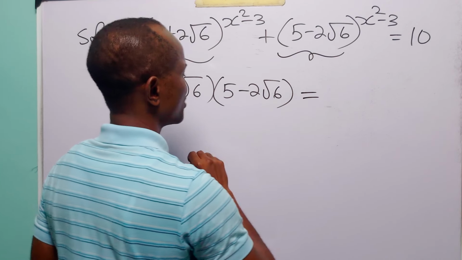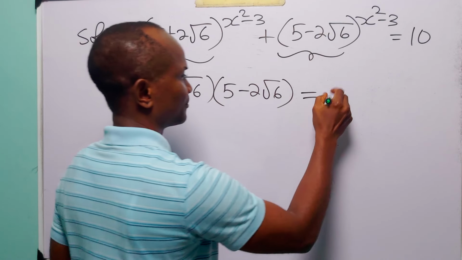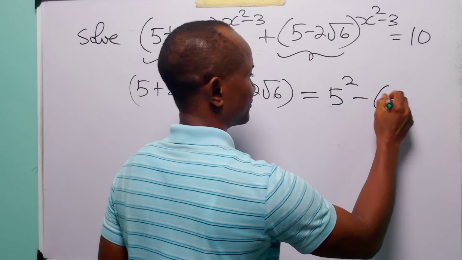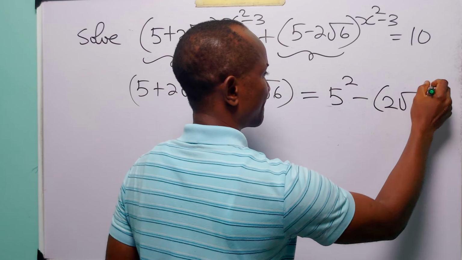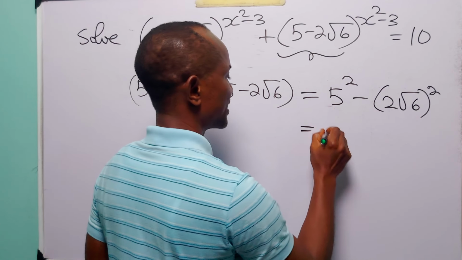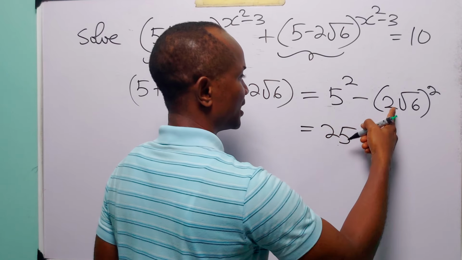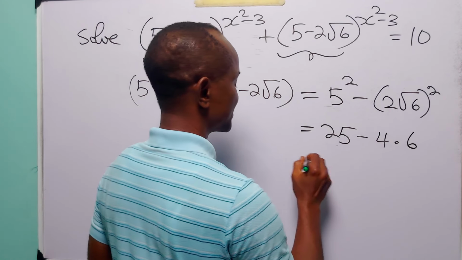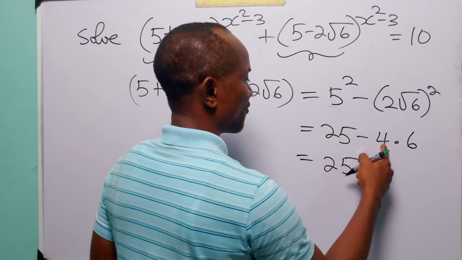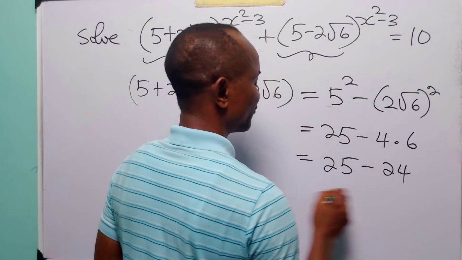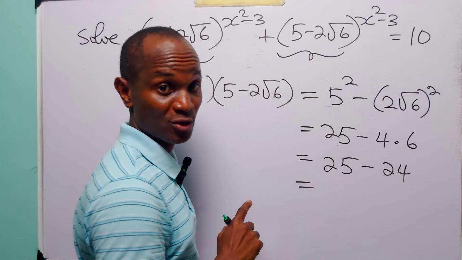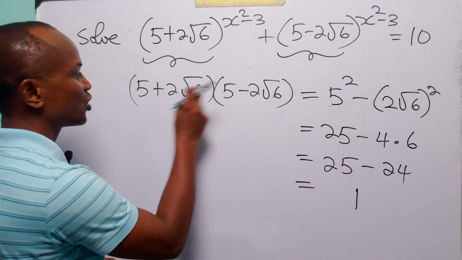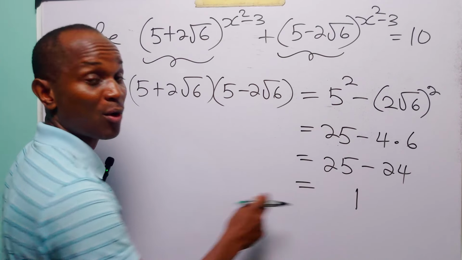So their product is going to be equal to 5 squared minus 2 root 6 squared. 5 squared is 25, 2 squared is 4, and root 6 squared is 6. 4 times 6 is 24. 25 minus 24 is equal to 1. So this simply means that the product of these two numbers is 1.